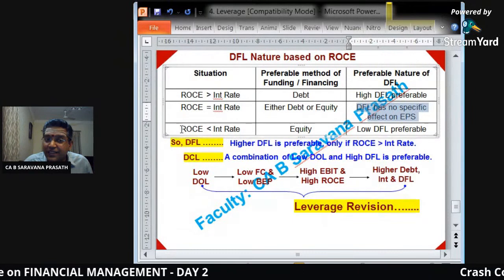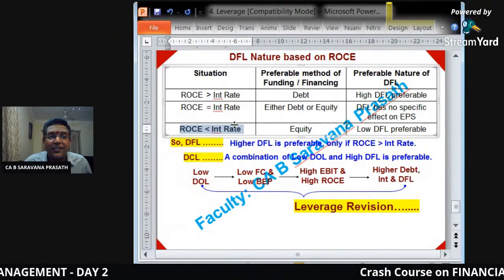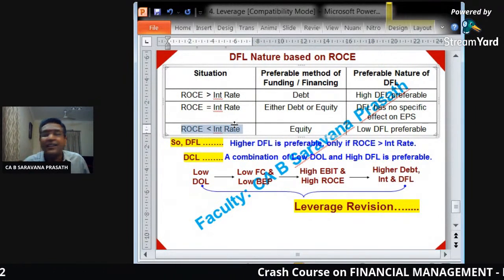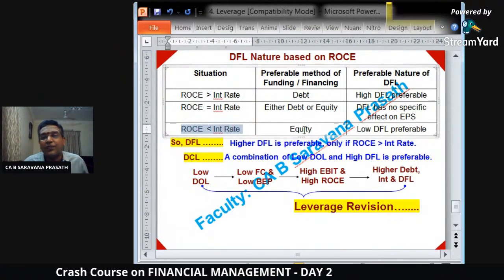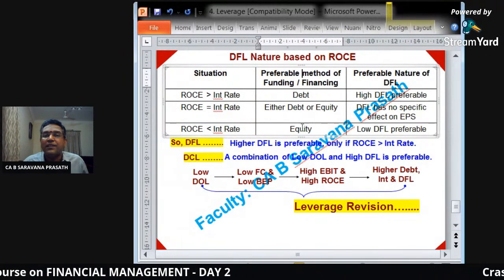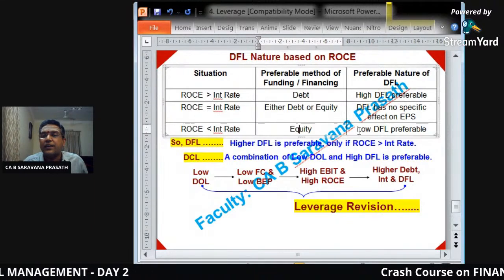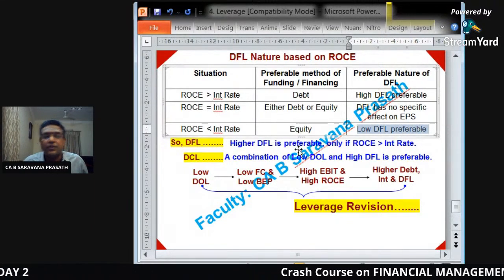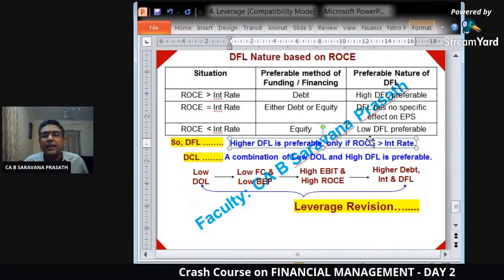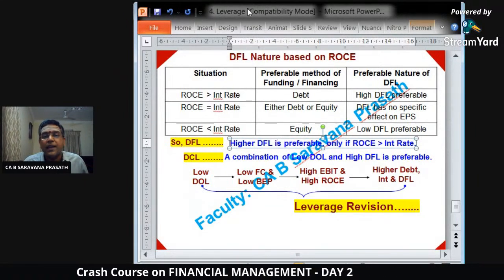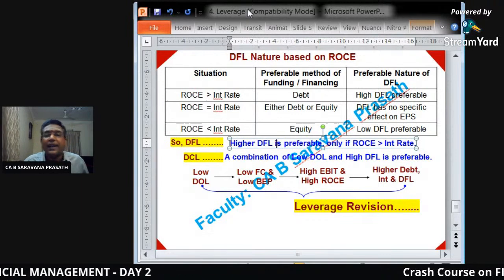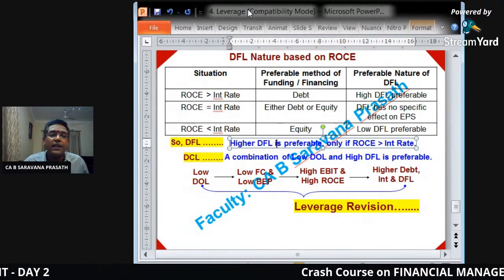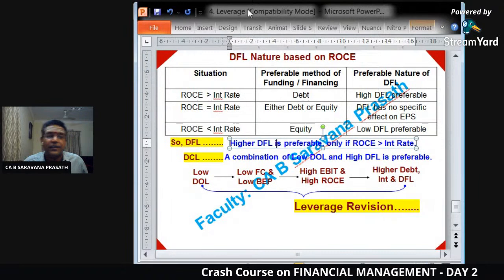If ROC is less than the interest rate, you are not even able to earn the rate that you are going to pay as interest, then you should not go for borrowing. Preferable method of funding should be equity. In that case, low DFL is preferable. So, moral of the story, higher DFL is preferable only when ROC is greater than the interest rate. I will repeat, higher DFL is preferable only when ROC is greater than the interest rate.